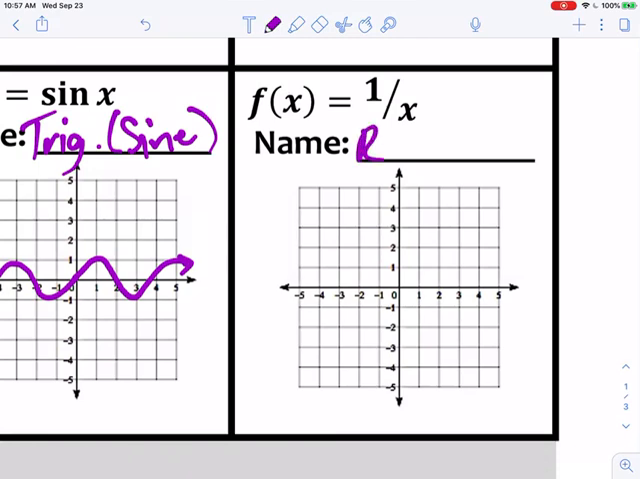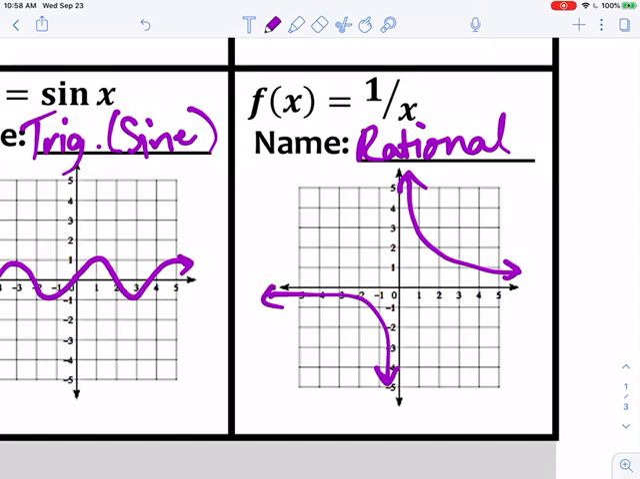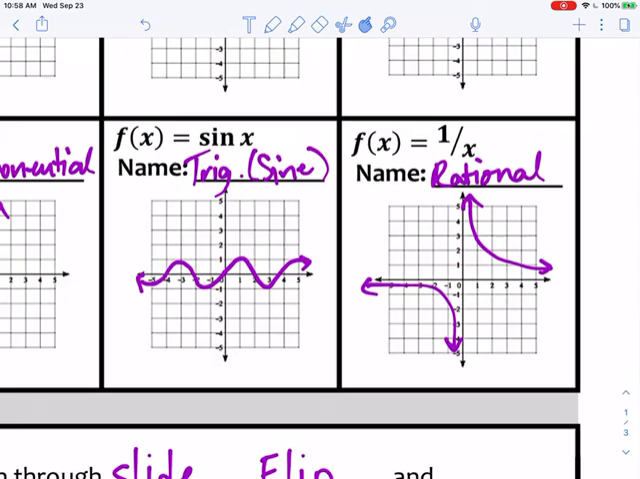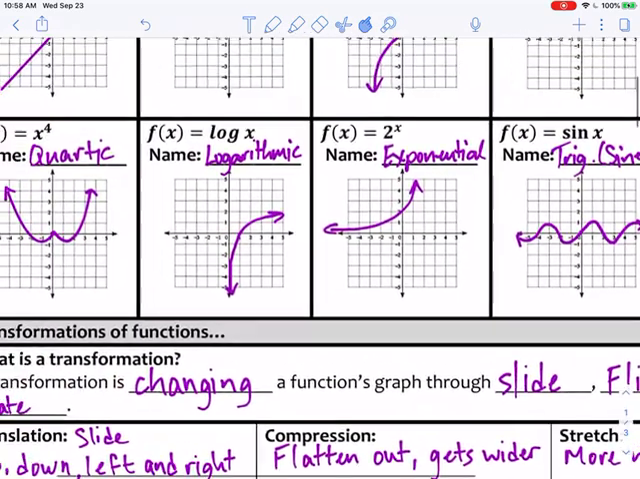And our last example here, 1 over x is our rational. So it's a fraction. We've got two parts of this graph, and they are both approaching the axes. So this is where you would use our union sign for our domain and range.